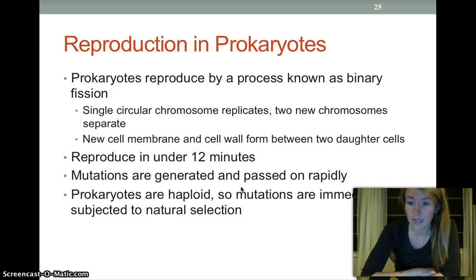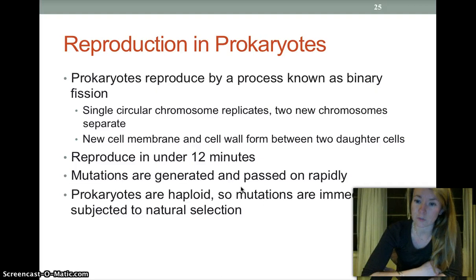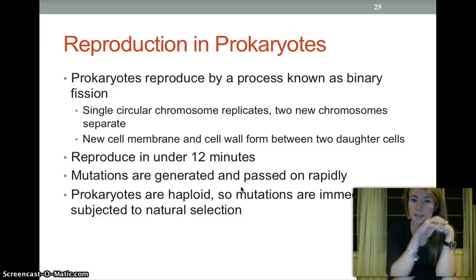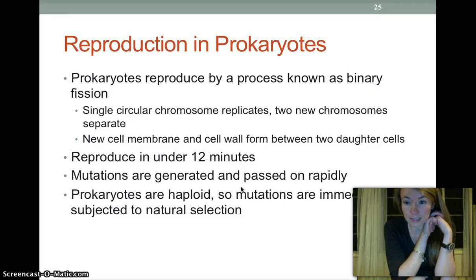It replicates just like ours does during S phase of mitosis, or the cell cycle. It replicates, and then we have two new daughter chromosomes. They split in half, move to opposite ends of the cell, and the new cell membrane and cell wall form between the two daughter cells. These can reproduce in under 12 minutes.